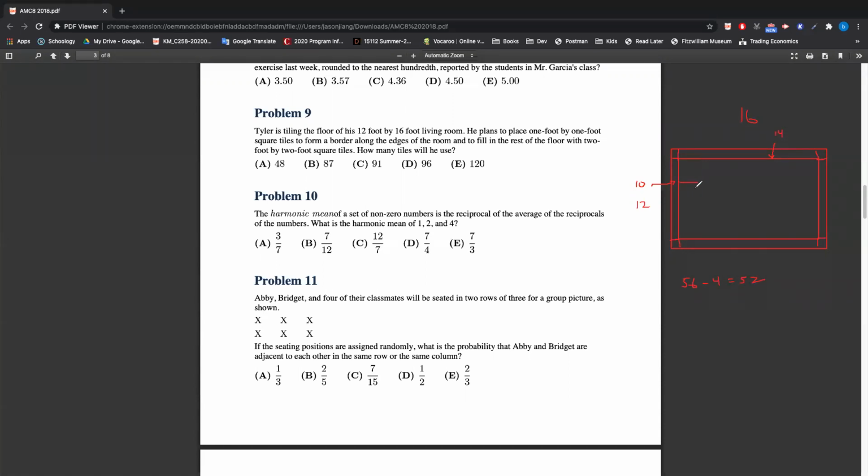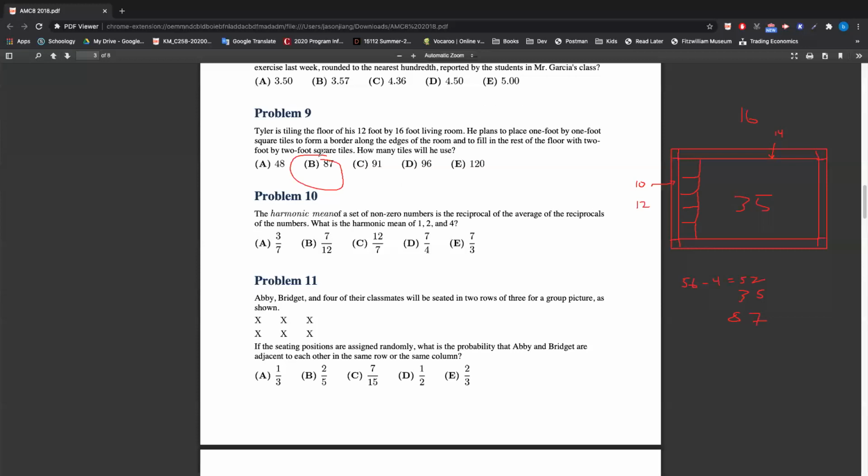Okay, well, I drew that terribly. 1, 2, 3, 4, 5. You can only fit 5 tiles along the side, and we'll only be able to fit 7 tiles along the width. So that would be another 35 tiles, 5 times 7. So we just add these up, and we have 87 tiles. There we go. Any questions? Okay.